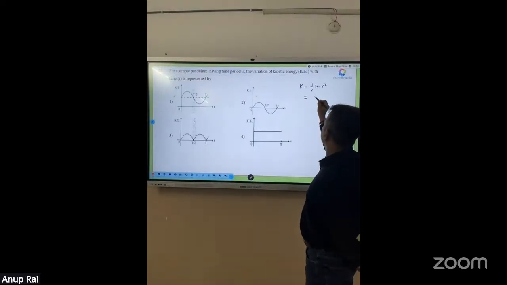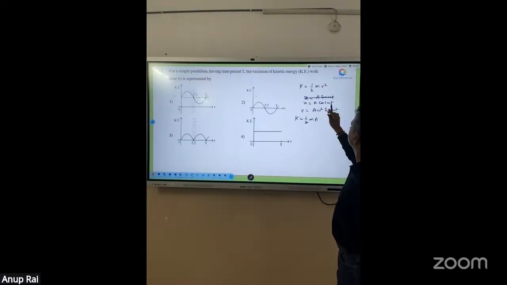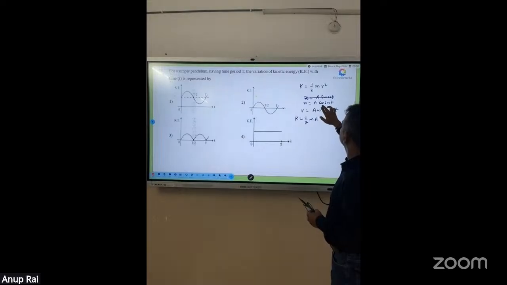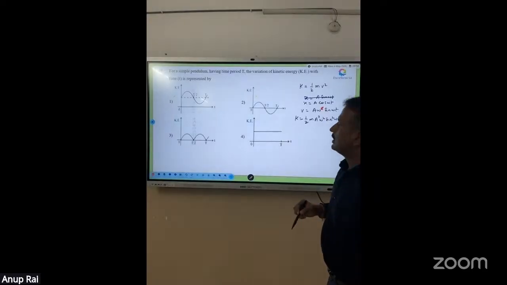And depending on what equation you have taken, x is equal to, let's say, a sin omega t. Or let's say if I am taking x is equal to a cos omega t. You can take either one. Then v will become a omega sin omega t. And in that case, K is equal to half m a square omega square sin square omega t. We are going to graph this.